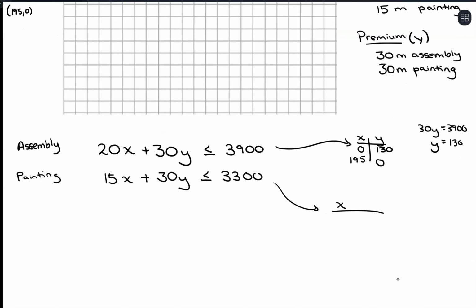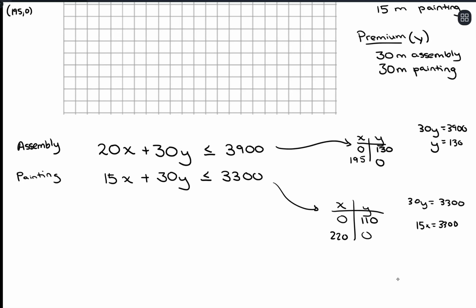So make a little table with X and Y. We're going to have X equals 0 for 1 point, Y equals 0 for 1 point. So if X is 0, then we'll have 30Y equals 3,300, and Y should be 110. And if we set Y equal to 0, we'll have 15X equals 3,300, and 3,300 divided by 15 is 220.